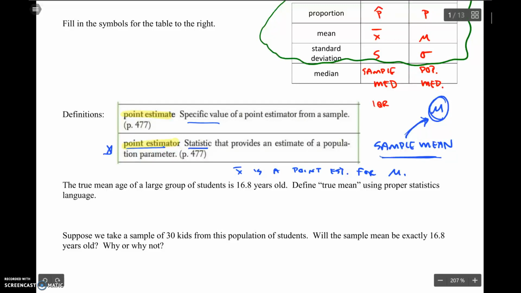So as an example, let's say I take a sample of 30 kids and I calculate the average height, and I get a height of 67 inches. I get a mean of the sample of that. So this one specific value would be a point estimate. So it sounds like these might be the same, but the estimator is the statistic. The actual estimate is like one specific measure from a sample. Okay?